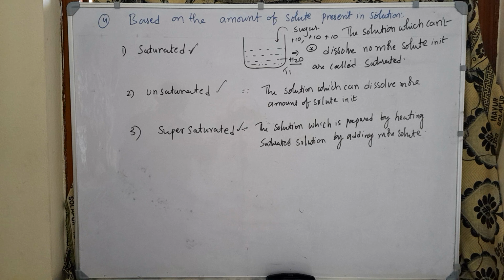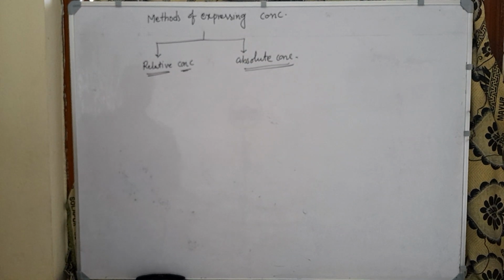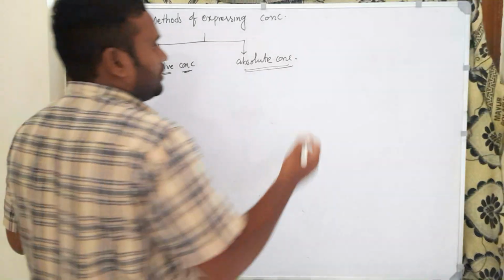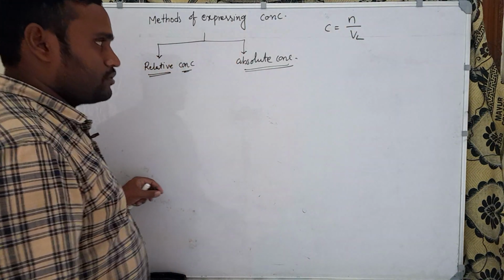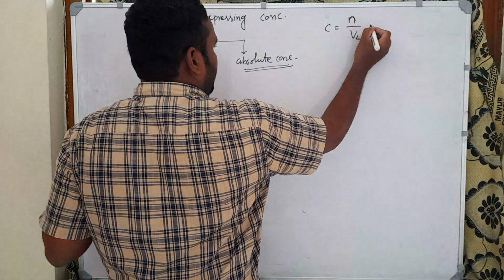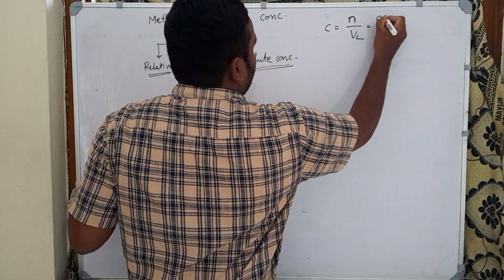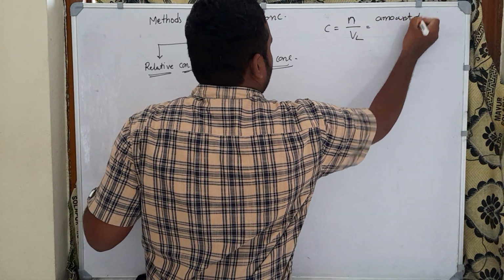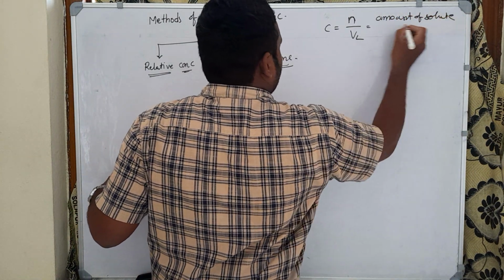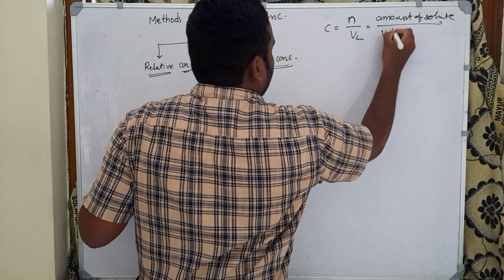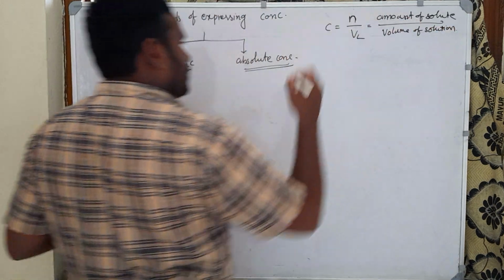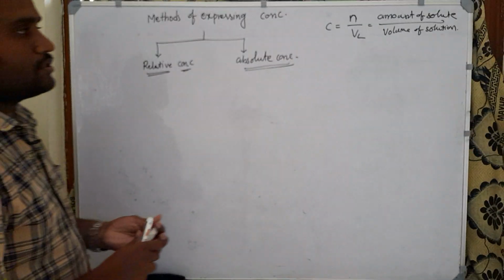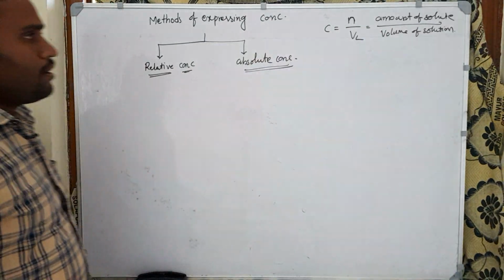Next, we will discuss the methods of expressing concentration. So what is concentration? Concentration is nothing but the number of moles of solute, or amount of solute, present in the volume of solution. Concentration is equal to the number of moles of solute present in the volume of solution.